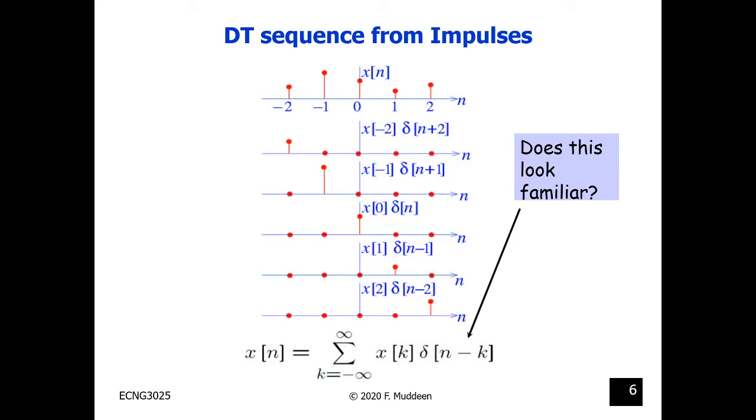This equation here should look very familiar to anyone who did continuous time signals and systems. And basically this is the discretized form of a convolution type summation.